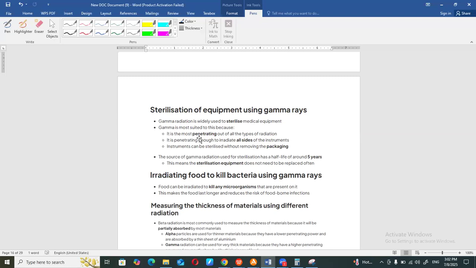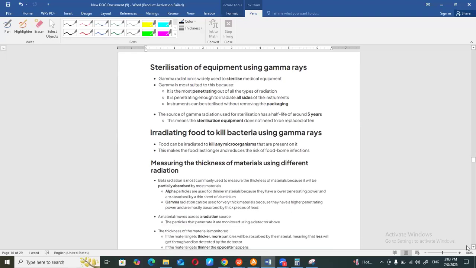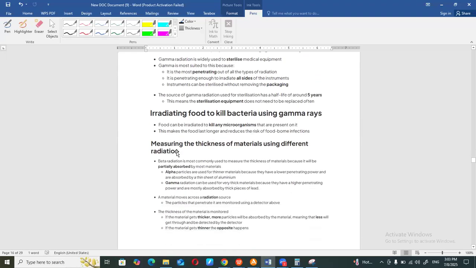Now half-life is something which we're going to study. Half-life is the time in which the radioactive product becomes half of its quantity. Now, irradiating food to kill bacteria using gamma rays. So food can be irradiated to kill any microorganism. So basically, gamma radiation is also used to kill the bacteria that is present in it. Plus, it is also used to measure the thickness of a material using different radiations.